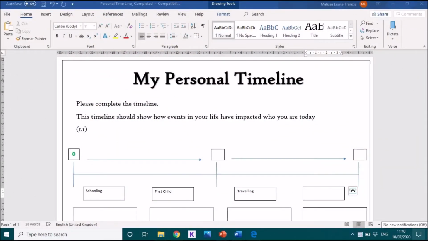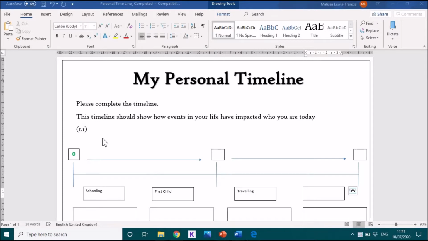Let's start off with a warm-up exercise. Get that critical mind working. You should have downloaded your My Personal Timeline document. This is how the document looks when you download it. Now, I have emphasized that you can either complete this document electronically or you can print it and handwrite it in. Either way, doesn't matter, as long as you participate.